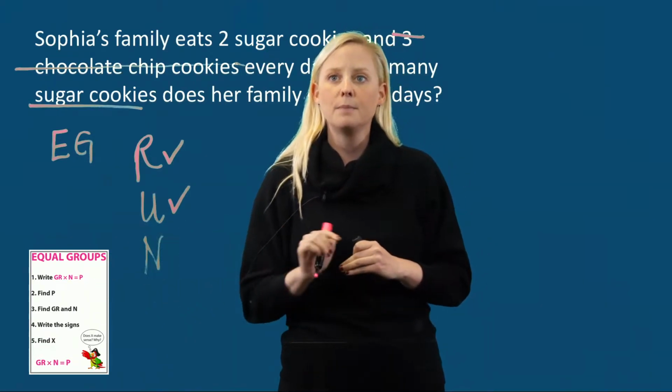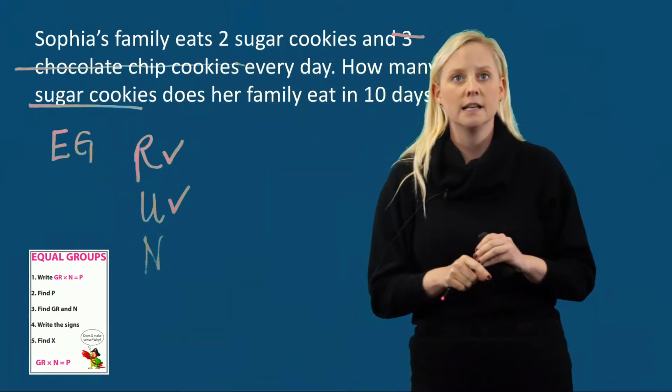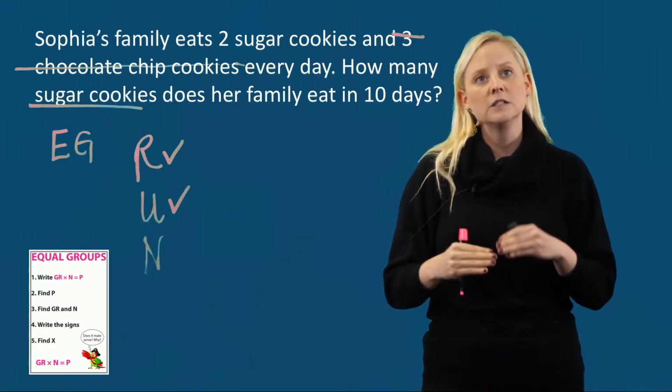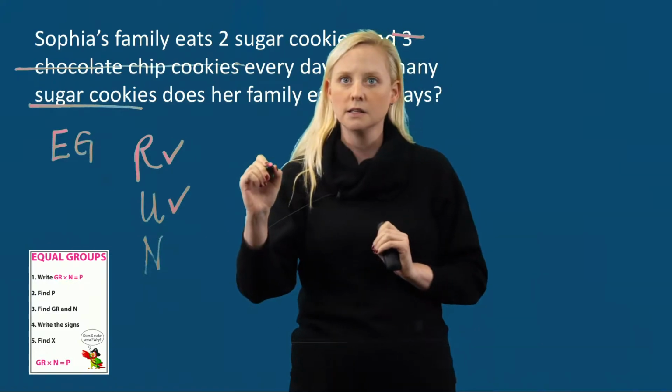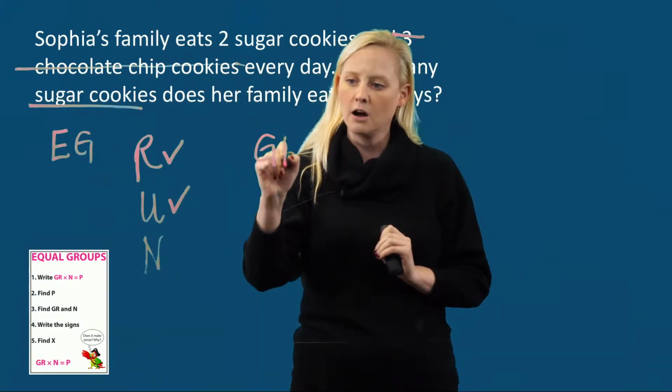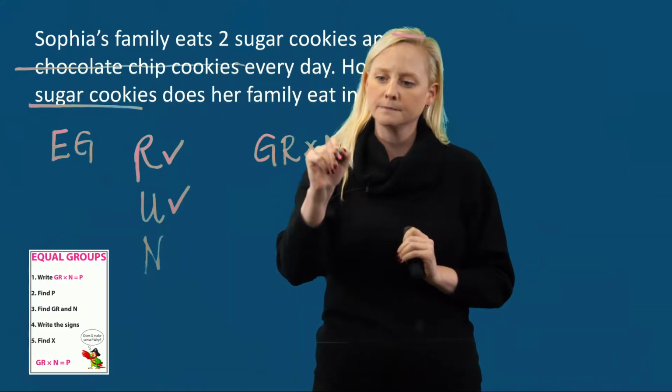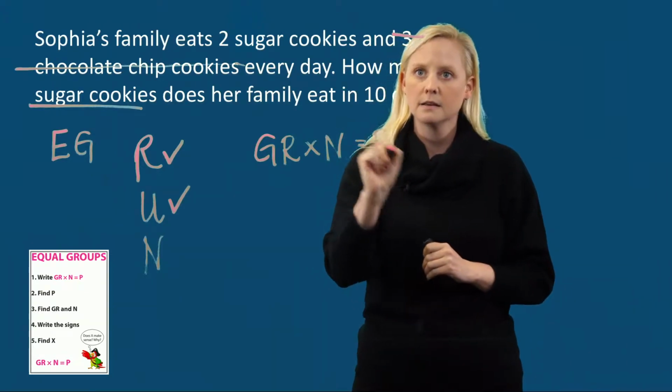Now that I've run through the problem, I'm ready to follow my schema poster steps over here. Step 1 says write GR times N is the same as P. That stands for the groups times the number in each group is the same as our product. So let's go ahead and write that. GR times N is the same as P.